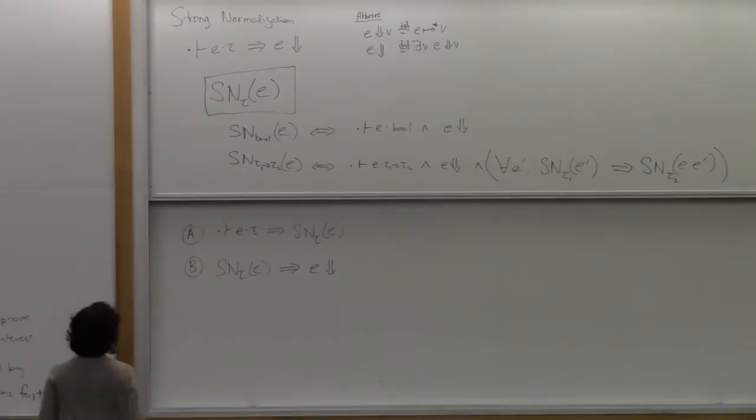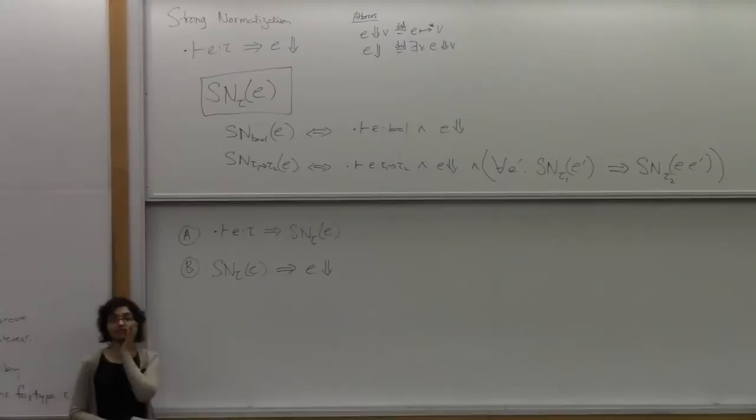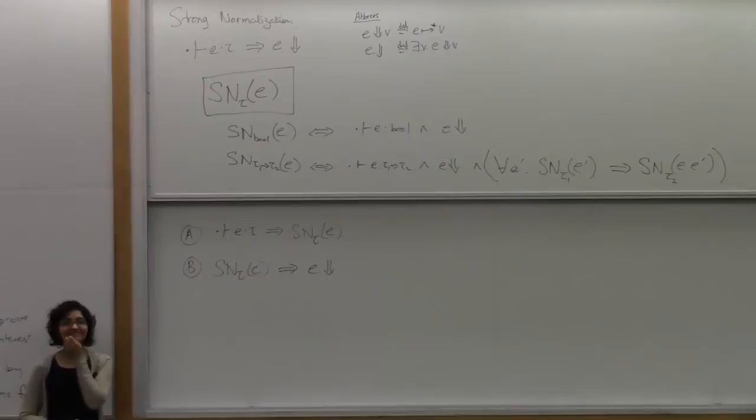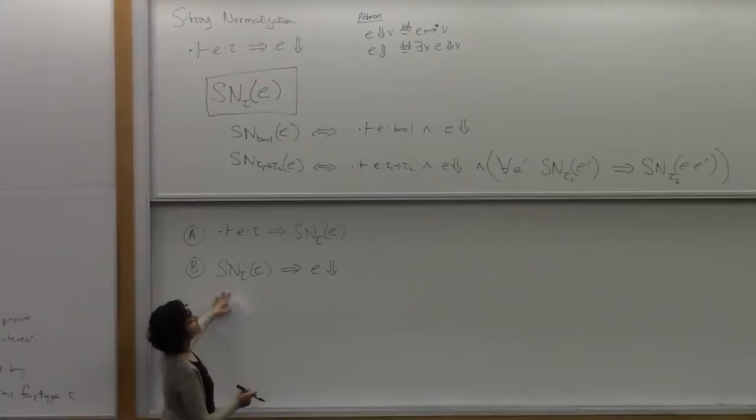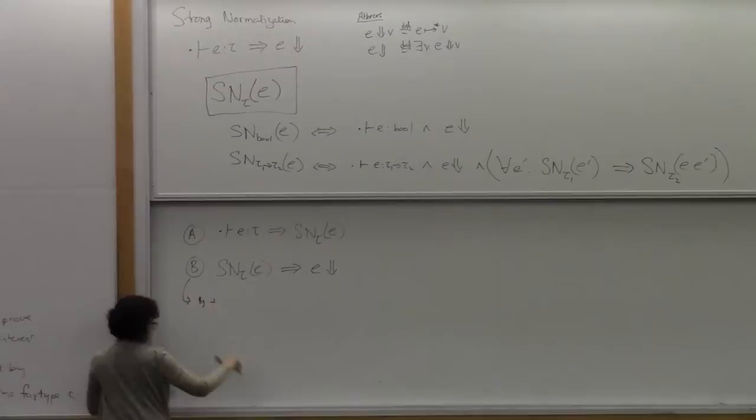All right, so let's prove B first. If some expression is in the relation that we've just defined, we want to show that it terminates. How do you do the proof? By induction on... exactly, the second property, right here. Okay, so let's be a little more formal. Let's step back for a second. We can prove B by induction on the type tau.